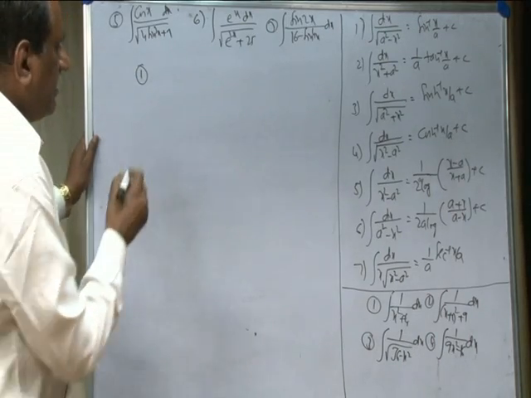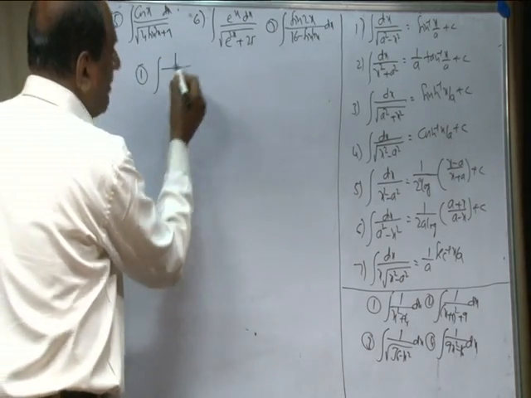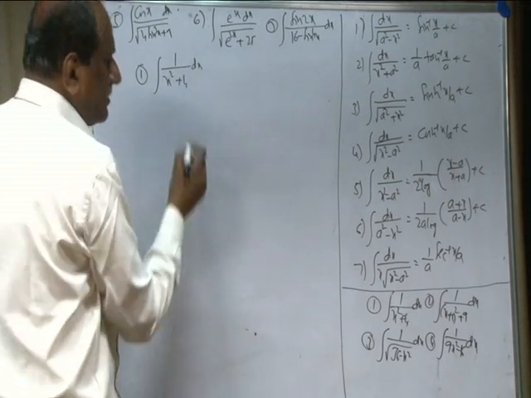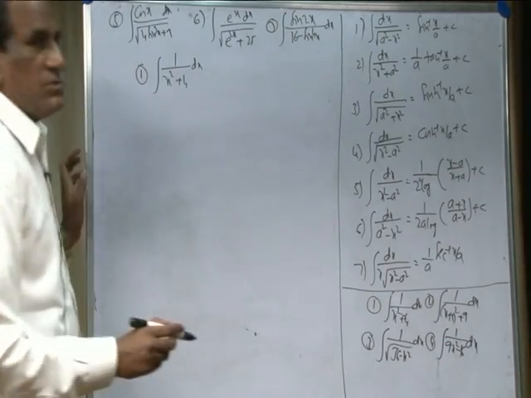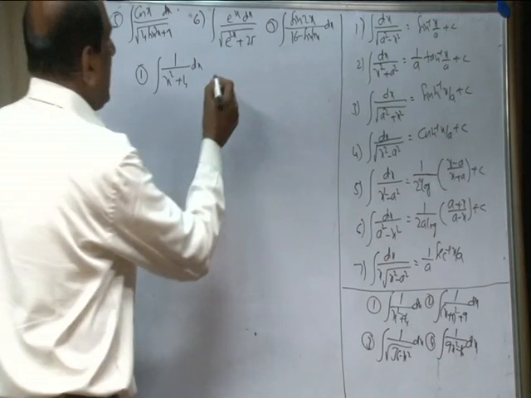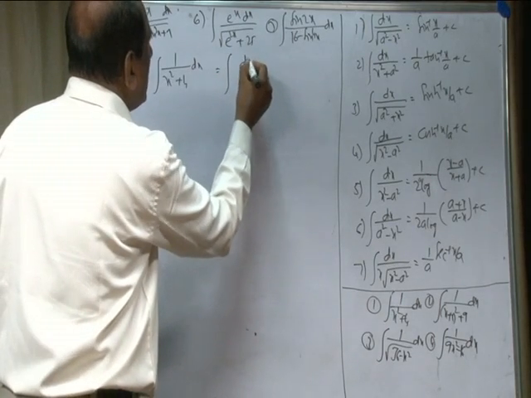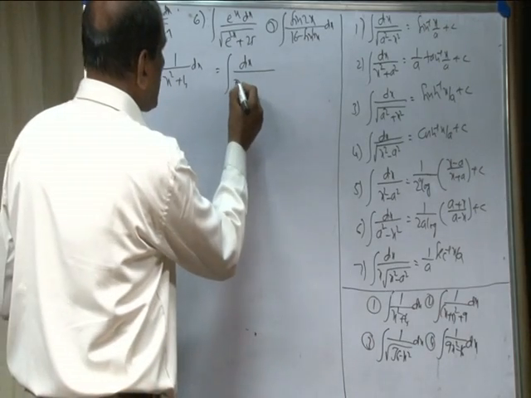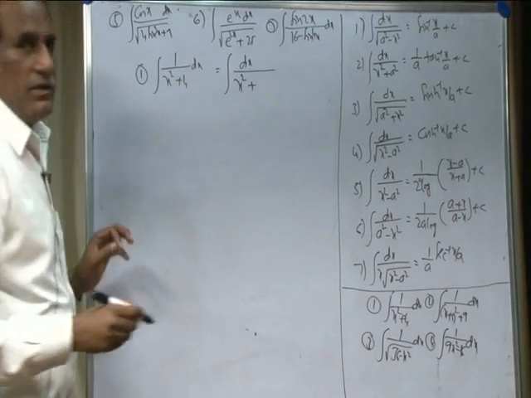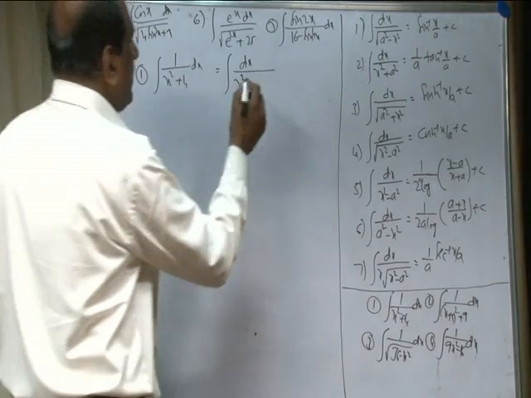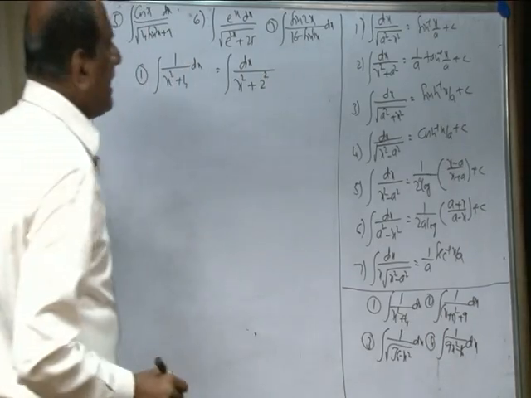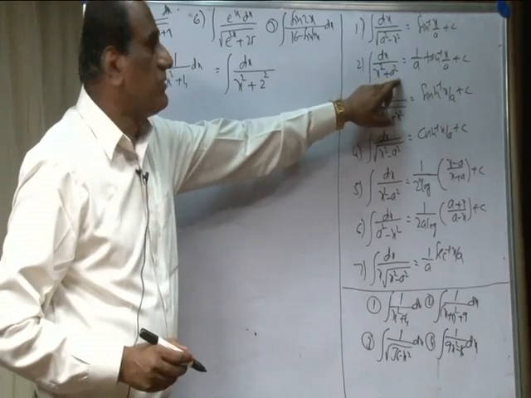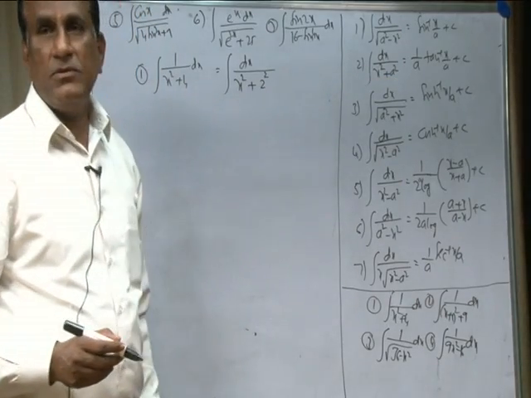First problem, 1 divided by x square plus 4 dx. In all the cases dx is there, that is the variable of integration. Now, express this denominator in the form of a sum of squares. Now, x square plus 4, how to write it? 2 square is 4. Now, this is exactly in the form of the second integral, that is dx by x square plus a square. a is 2, x is equal to x.